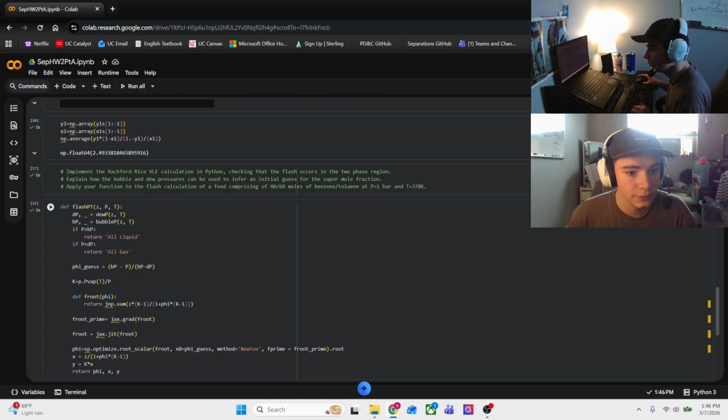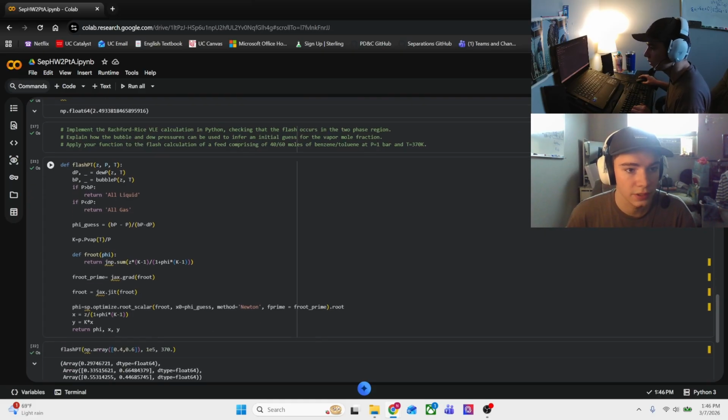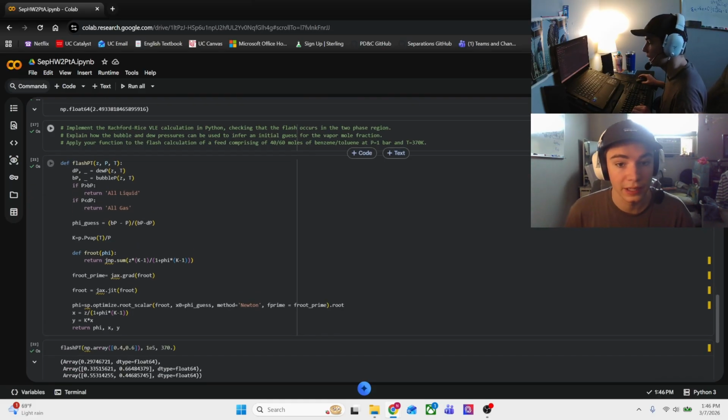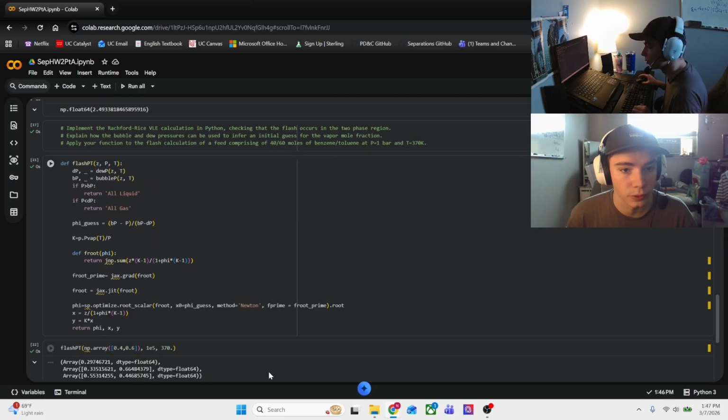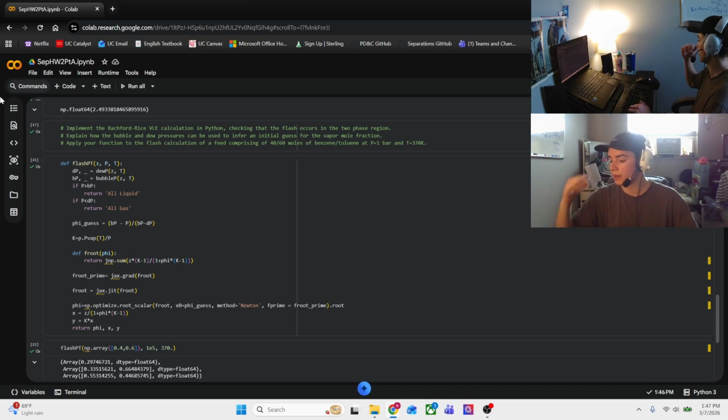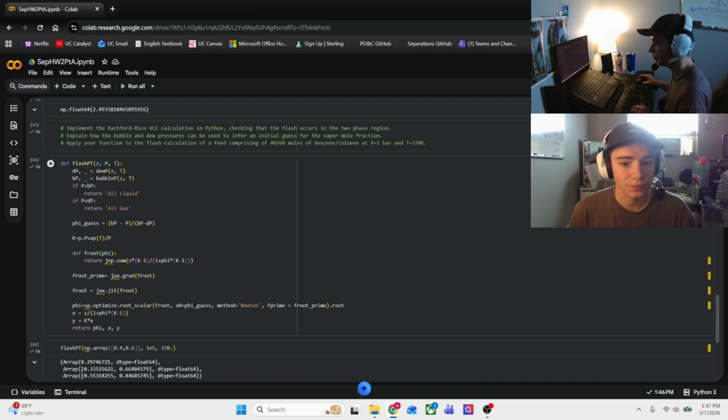And I believe that should be the end of homework 2 part A. We found our phi, and we have found the vapor liquid equilibrium behavior for our benzene and toluene mixture using our function based off of our Rachford-Rice equation up on the board. So I'll see you next time in part B.